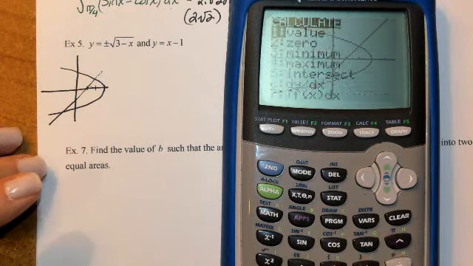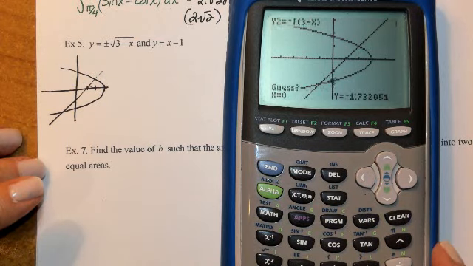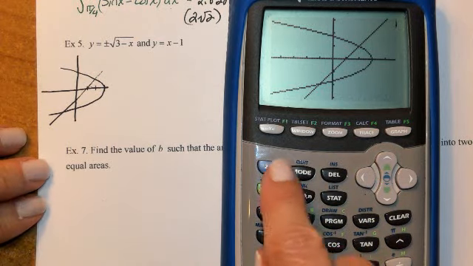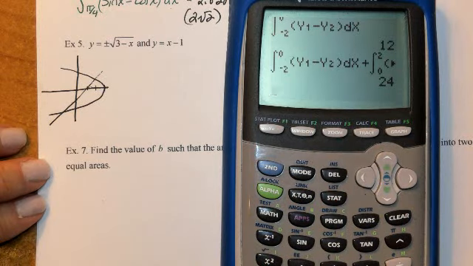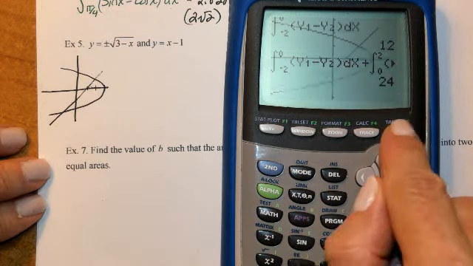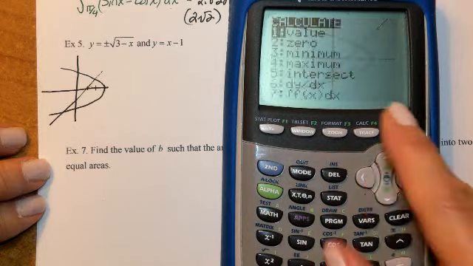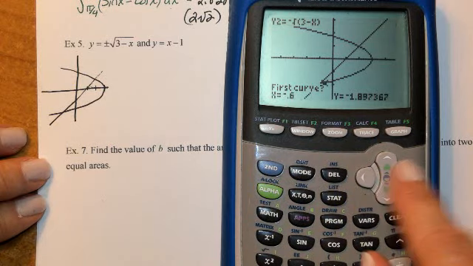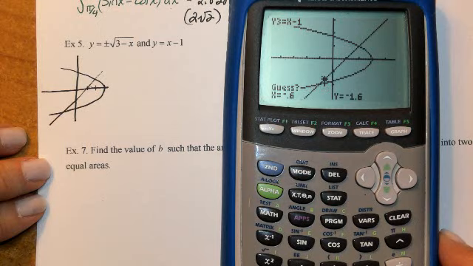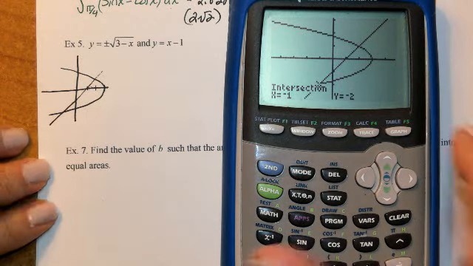So second calc 5, enter, enter, enter. Oh no, I don't want that. I know, never mind. It gave me the intersection point of the two square roots, and I don't want that. Come back here. Second calc 5. Okay. I'm coming over here, and I want that. Enter, enter, enter. Since we have three graphs, we want to make sure we have the right one.